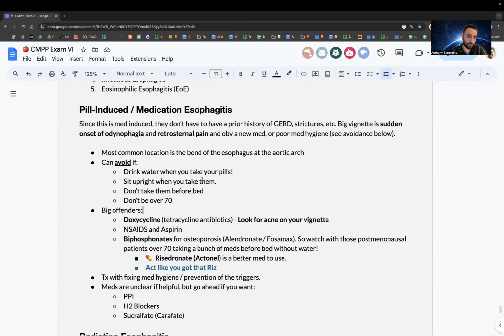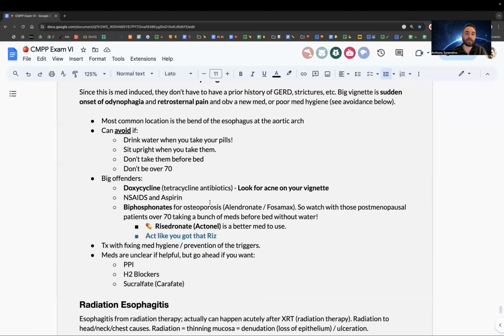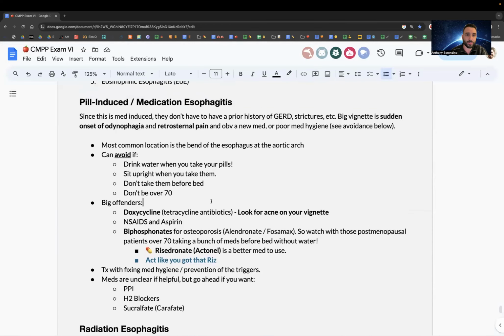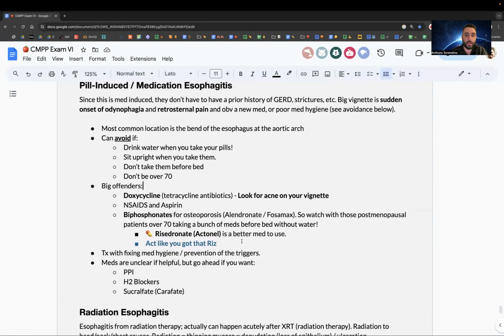The big offenders of pill-induced esophagitis: doxycycline, which we're not using technically as an antibiotic, we're using that for acne, to treat acne. So look for that. NSAIDs and aspirin, and then bisphosphonates, which are going to be used for osteoporosis. An example of a bisphosphonate is alendronate or Fosamax. So if you have a patient who's postmenopausal, they're over 70, they're taking a bunch of meds before bed without water, it's going to be pill-induced esophagitis.